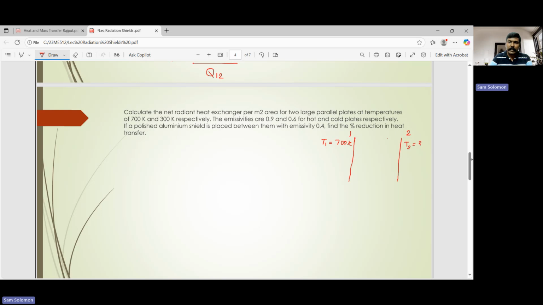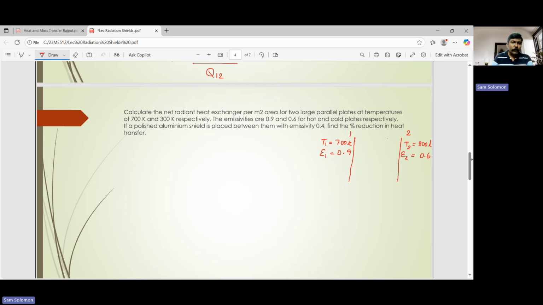And plate number 2 is at 300 Kelvin. Epsilon 1 in this case is 0.9 because this is the hot plate, and this is the cold plate for which epsilon is 0.6. And the second question is, if a polished aluminum shield is placed between these two plates. So now if you introduce a radiation shield over here with emissivity 0.4, they are asking us to find out the reduction in the heat transfer rate.